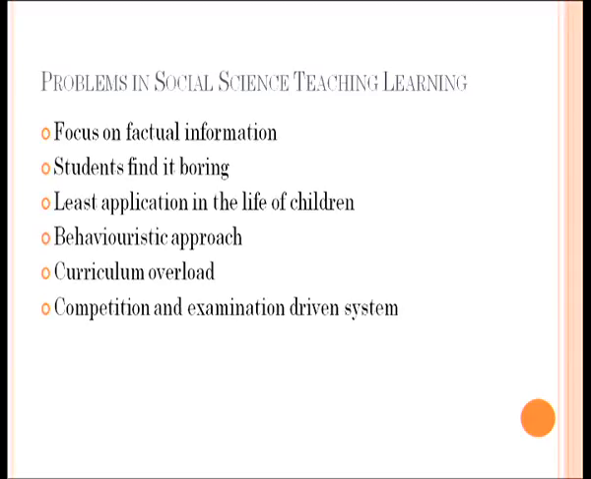Then, problems in social science teaching-learning. There are certain problems that a teacher has to face while teaching social science. For example, the content of social science basically is only giving factual information. Now, facts should be given, but with examples to tell the students how they are related to their life. Just giving them facts is not going to serve the purpose. When we just give them factual information, students find it boring. This is the consequence of how they are being taught, how they are getting information. Since it is only factual information and they are not able to relate it to the problems of life, they start finding it boring.